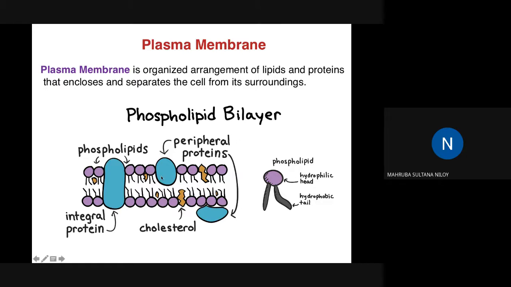And why is it called peripheral? Because it is on the surface. It is just in one layer. Okay. Is it clear to all? Another thing we can see here is cholesterol, right? Okay. So we'll discuss each in detail gradually, step by step.